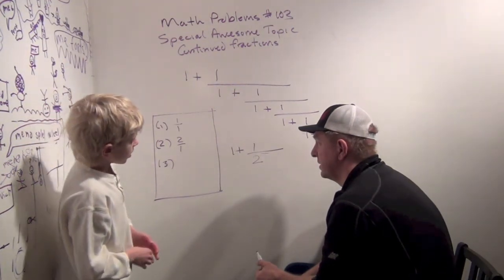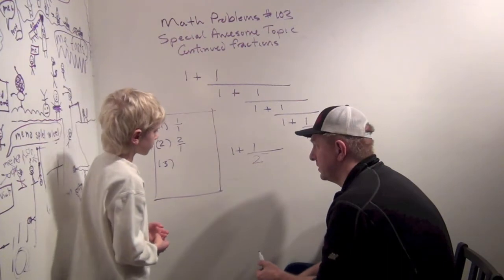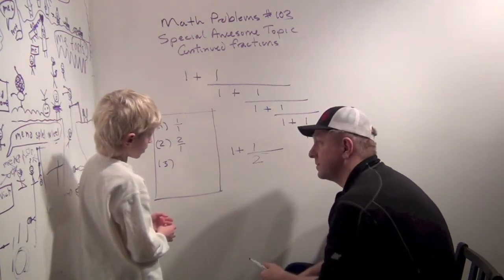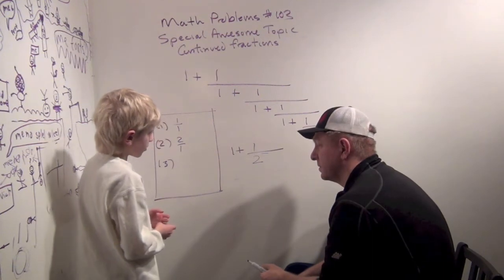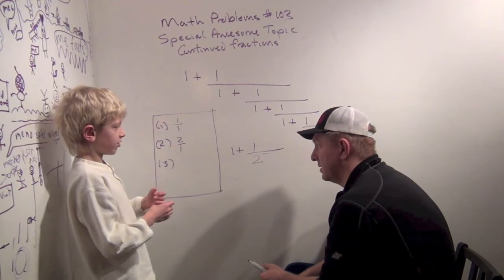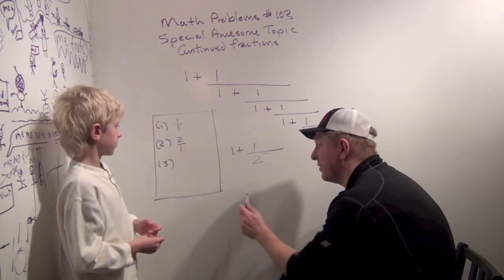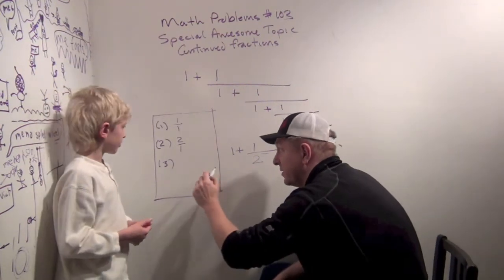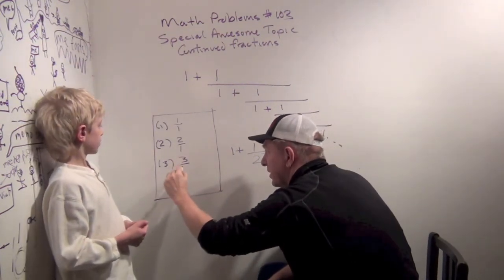And 1 plus 1 over 2 is, if you add it, it's 3 halves. This is 1 plus a half, right? And that is 3 halves. Okay, let's do one more.